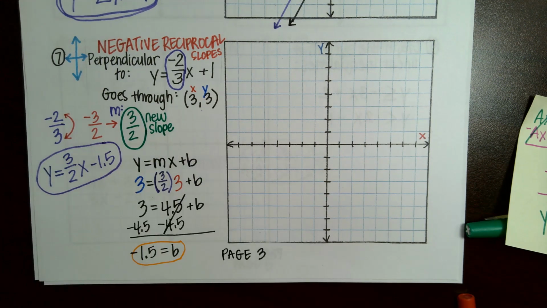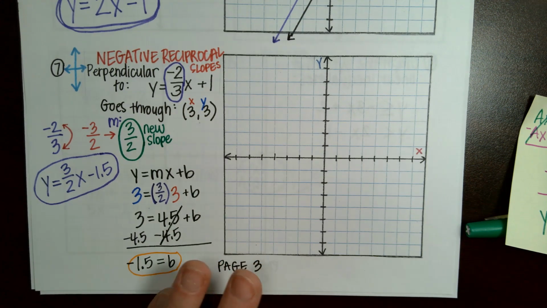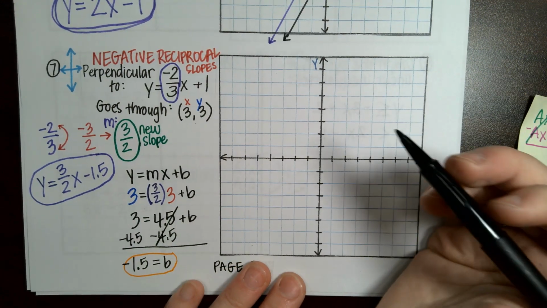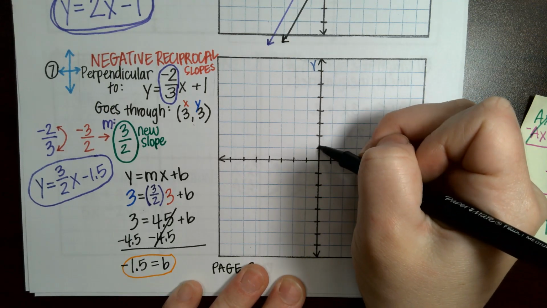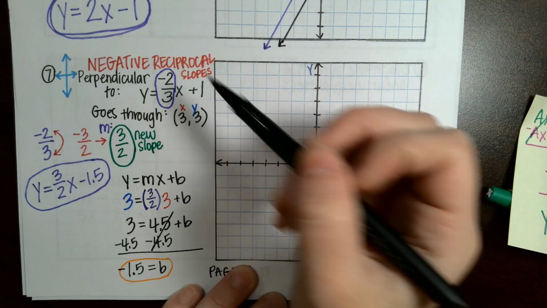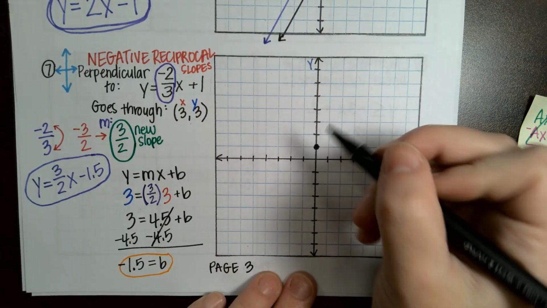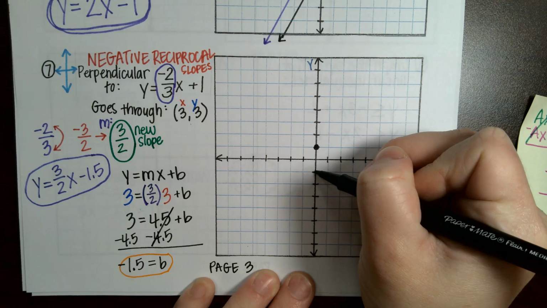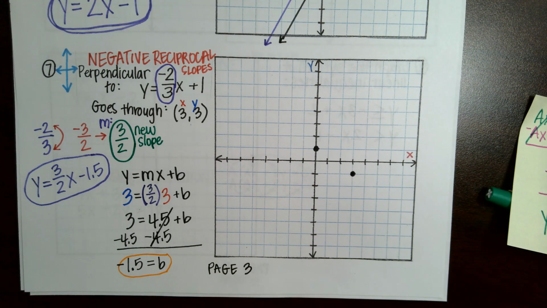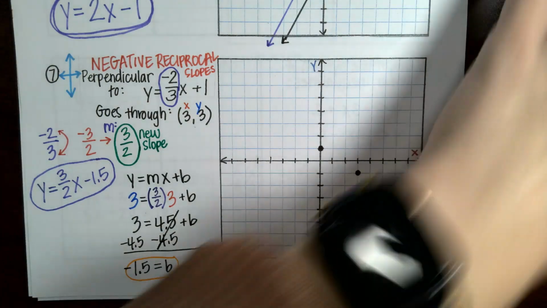Okay, so let's graph these. Let's make sure we did it right. Let's graph our original line and our new line. Let's see if they make a perfect 90-degree angle. So our original line, where's our y-intercept? 0, 1. And we're going to use rise over run, negative 2 over 3, to find our next point. So down 2 over 3.